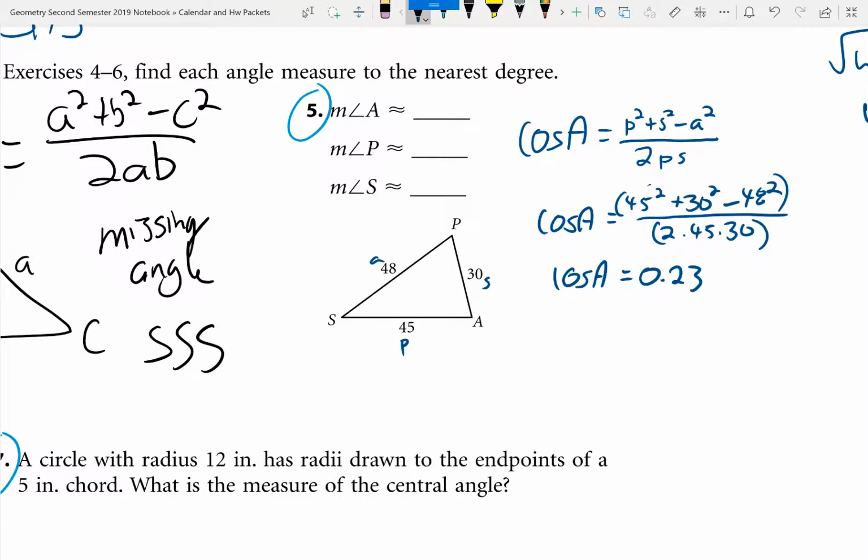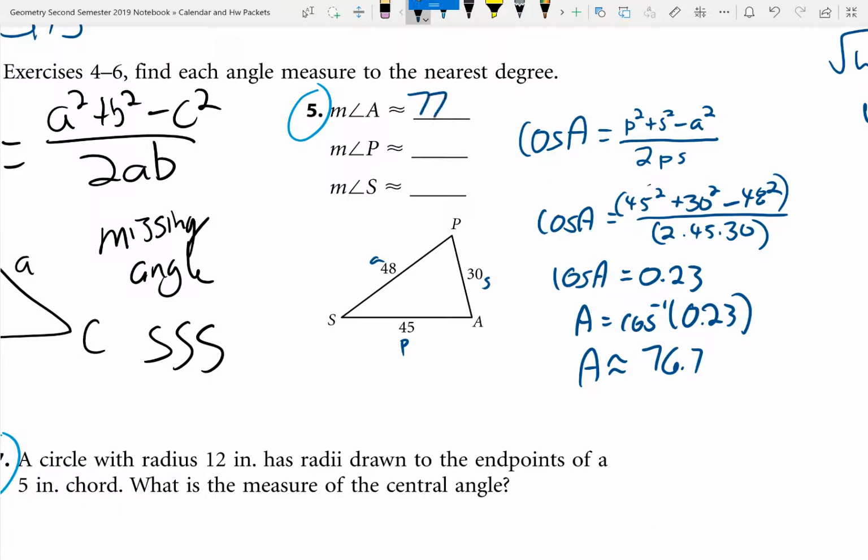Now, if done correctly, you should get a number that's between 0 and 1 in magnitude. If you get a number more than 1, then a mistake was made, probably with parentheses. So make sure to put parentheses around the entire top and entire bottom. Now A is equal to cosine inverse of this number. So second cosine, that's going to be about 76.7, or 77 degrees.